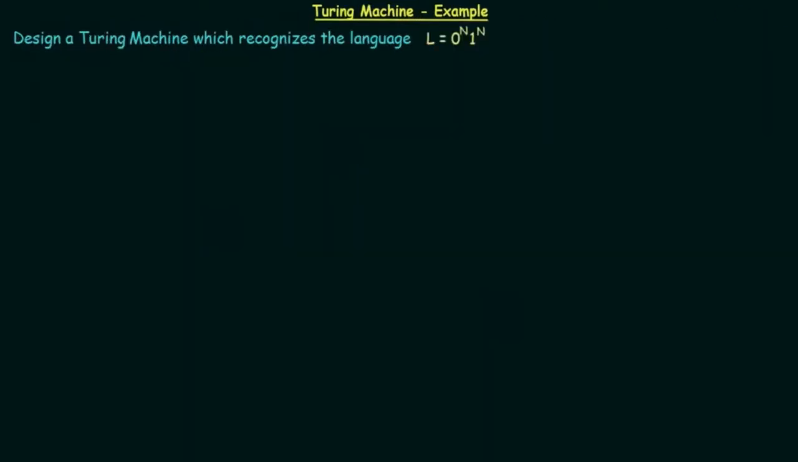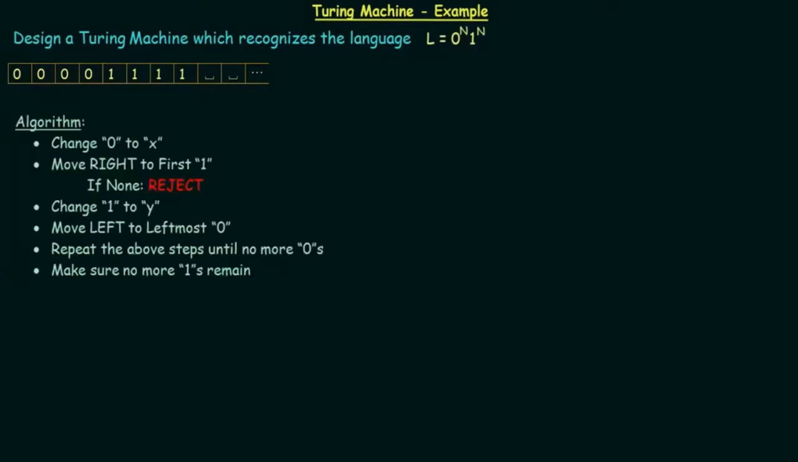Now this is a little bit more complex problem where we will try to design a Turing machine that is going to recognize 0 to the power n, 1 to the power n. Now this we have already seen in our CFG, or pushdown automata you can say. Now we'll look at this, but before that we first need to understand how we are going to work on this. So let's see this algorithm.